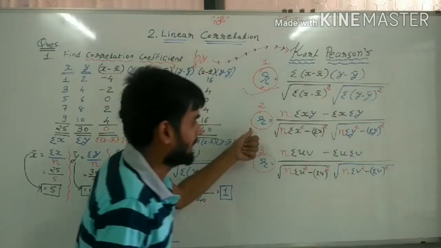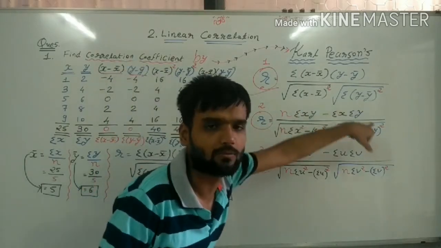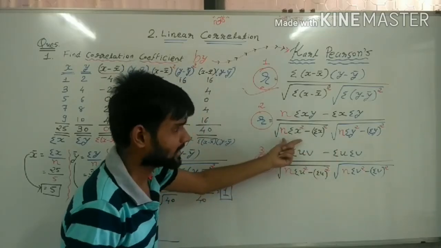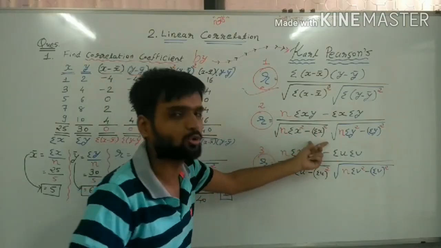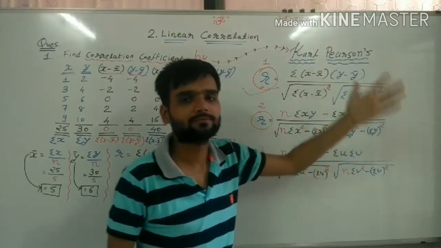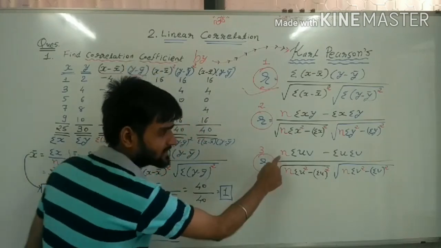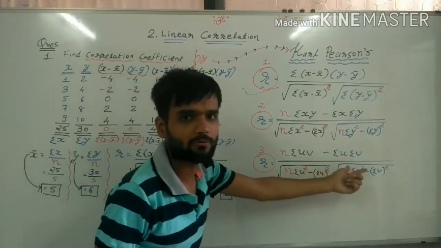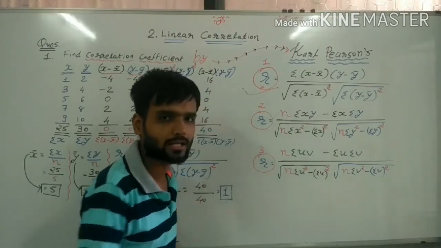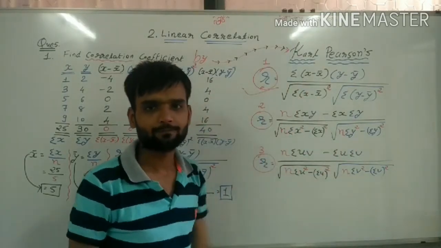Second formula, R is equal to n sigma xy minus sigma x sigma y, divided by first under root n sigma x square minus sigma x whole square, second under root n sigma y square minus sigma y whole square. Same way, the last, third formula: n sigma uv minus sigma u sigma v, divided by under root n sigma u square minus sigma u whole square, second under root n sigma v square minus sigma v whole square.